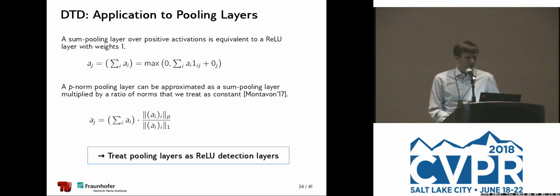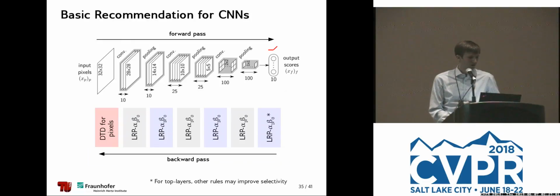For example, the ratio of norms is indeed constant under rescaling of the activation or a permutation of the input variables. So that's our recommendation: if you have pooling layers, just treat them as ReLU detection layers. So zooming out, this is the general recommendation for CNN.